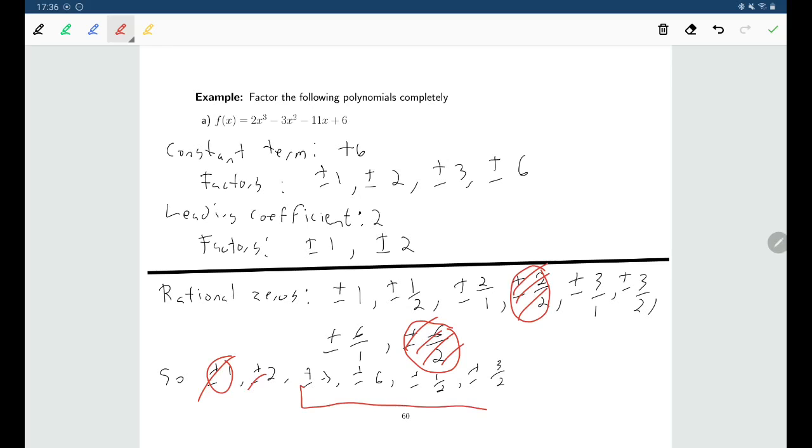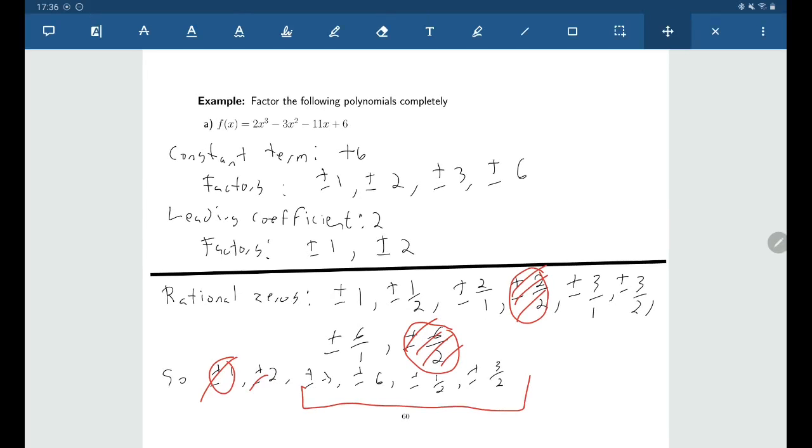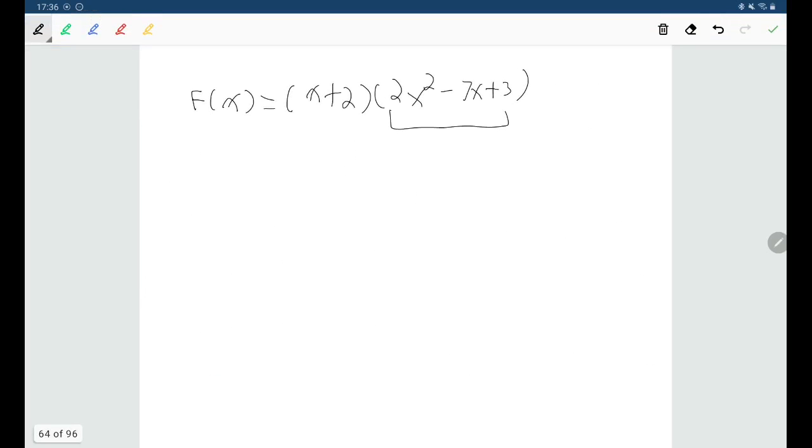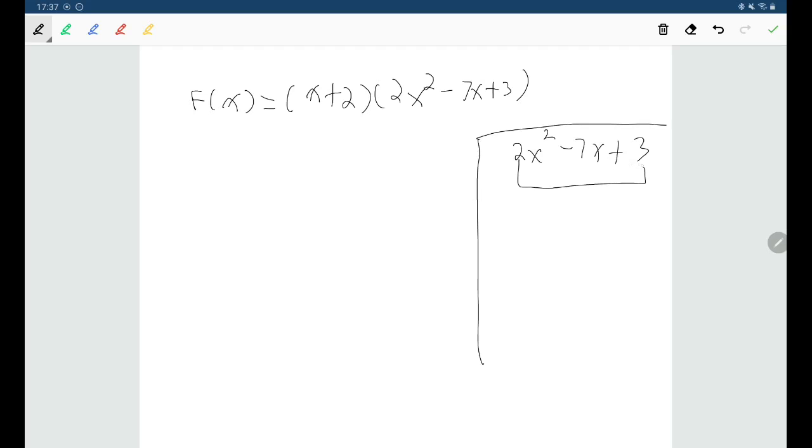You could then continue to test the rest of these rational zeros if you felt like it. You could continue to test them in this polynomial to see whether or not any of those remaining zeros are zeros of this polynomial. But because it's a quadratic and we have ways to factor quadratics, then that's what I'll do on the side. So I'll just quickly on the side factor for myself 2x squared minus 7x plus 3. We'd be looking for numbers that multiply to 6 and add up to negative 7. That would be negative 6 and negative 1.